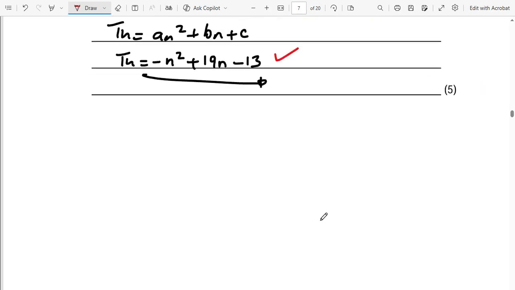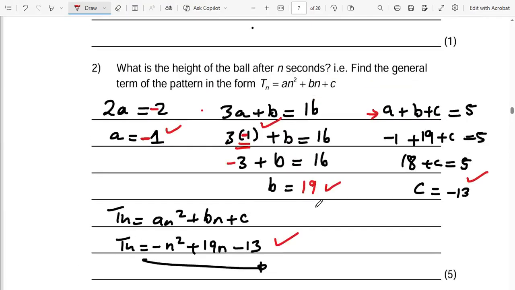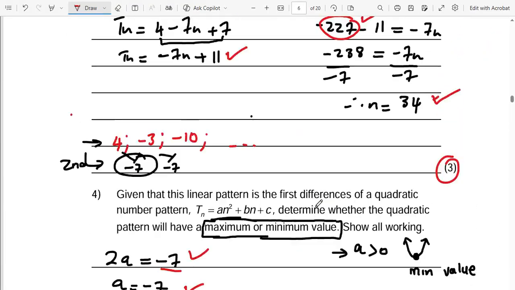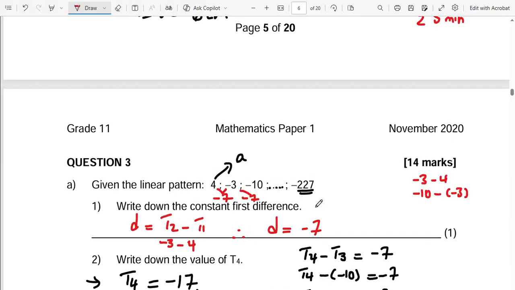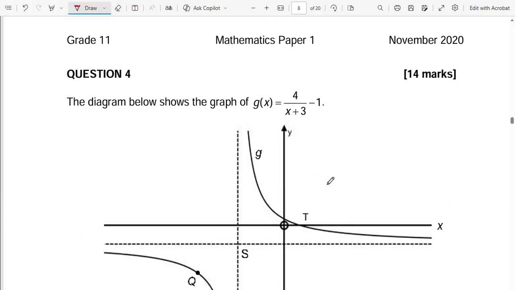Let's hope this is the last question for number patterns. Oh, yeah, it is the last question, but I'm just surprised we didn't check the mark allocation for this one. So that's 14 marks. Okay, it's fine. Let's move to the next question, which is question 4. Finally, we are doing functions. Let's look at this question 4.